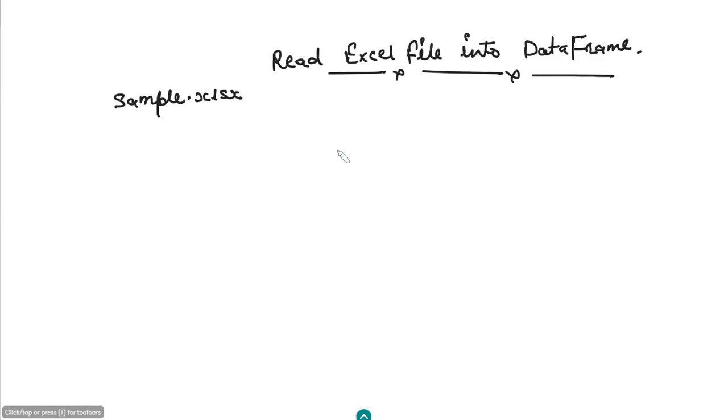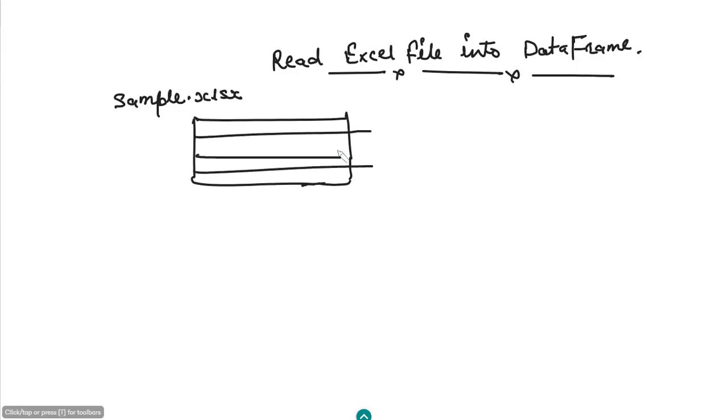Excel file contains some rows and columns, right? I think you already know about this. Some rows and columns in which we are having some data. Suppose 1, 2, 3, 4, 5, 6. These are the data in the Excel file. So I want to read it into the data frame. How can we read it?